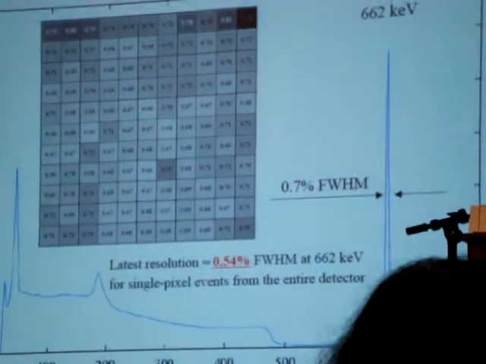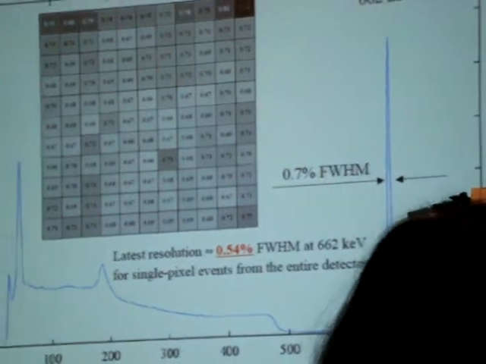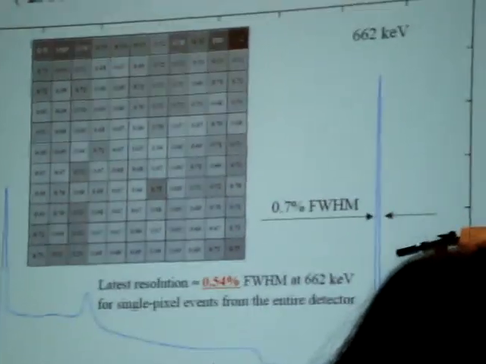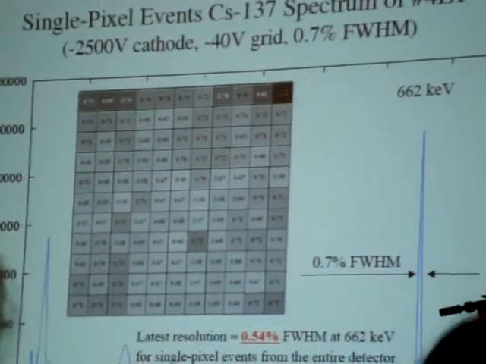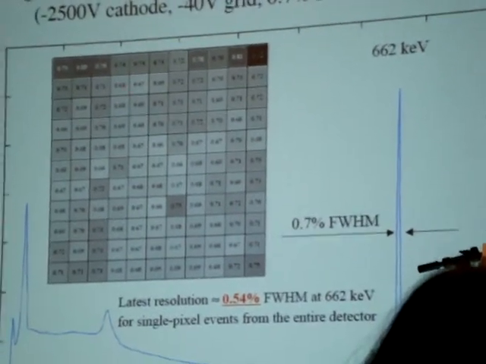And in fact, later results after this plot was made, with some other ASIC refinements, have gotten this down to just over 0.5%. I think that's extremely good for a room temperature semiconductor. And these are substantial volume. I don't see it on here. Several cubic centimeters is a typical size. Well, those are single pixel events.